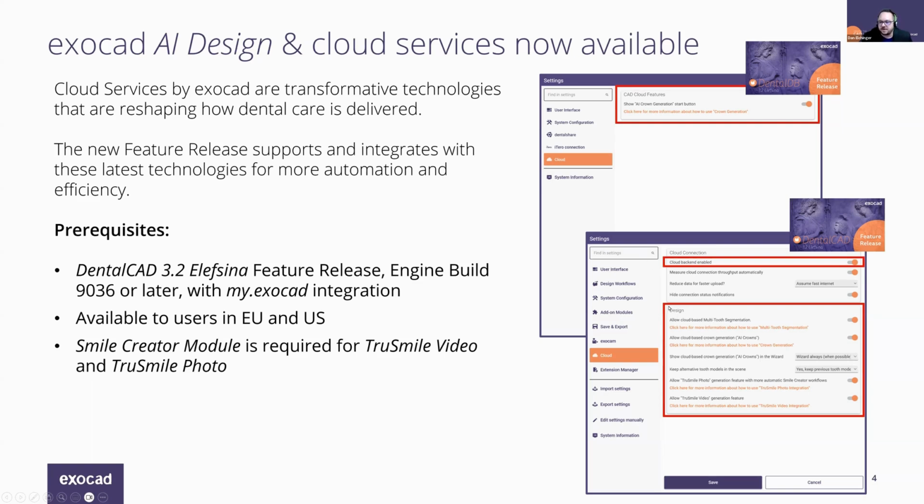And then below that, you're going to see the design section. So these are all separate services that are available within our cloud. One of the things that we're covering today out of all these is the multi-tooth segmentation. So you can see that's turned on here. Then the AI crown design is directly below that. And underneath there, all the way at the bottom, you're going to see allow True Smile photo and True Smile video. So we'll talk about that here in a bit, but those are really cool features. And it's really based upon gaining that patient acceptance for treatment plans.